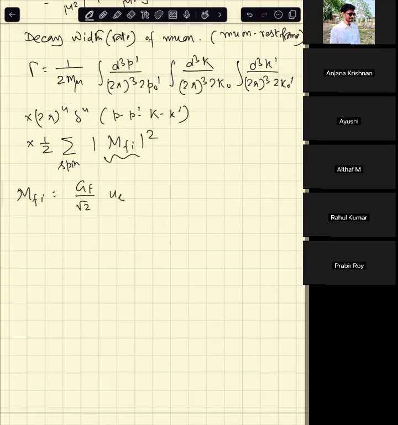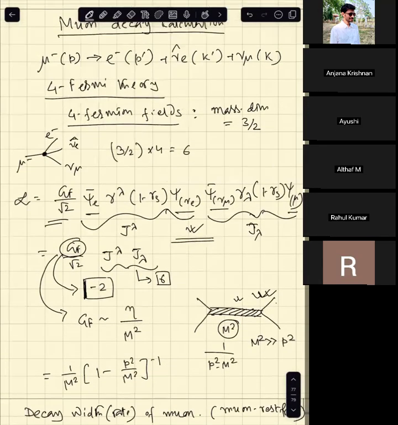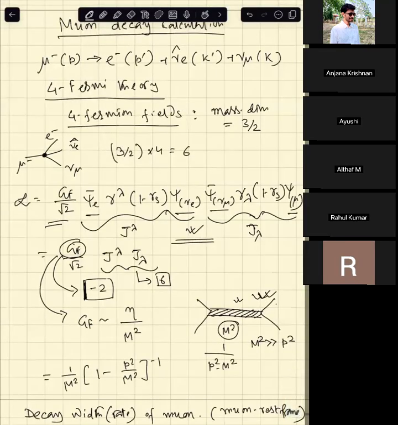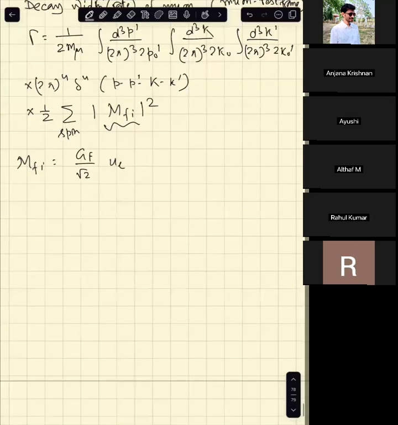You can see this amplitude is basically very similar to what is given in the Lagrangian, right? So the only difference would be the fields are replaced by their wave functions, because they are asymptotic states, so they are replaced by the wave functions, and this will be exactly in a similar format. So how can we relate this thing?